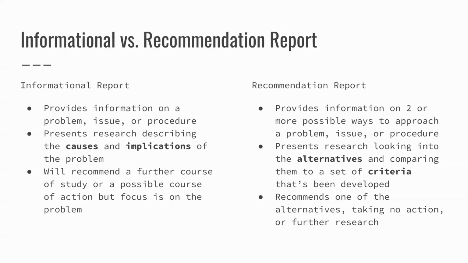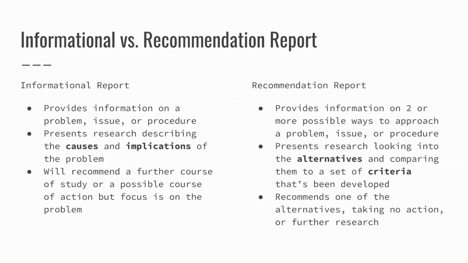And then, or you might choose a recommendation report. Then you provide information on 2 or more possible ways to approach or solve a problem, issue, or procedure. You're going to present research looking into the alternatives. So we'll need to know, right, what alternatives are there? What are the 3 different road materials that could be used to fix roads in Michigan? What are the 4 course management systems that Wayne State might want to use? What are the 5 possible ways for Wayne State to increase retention?